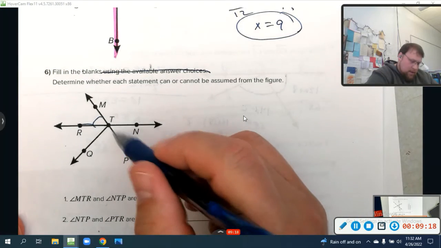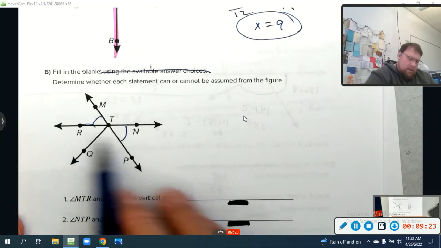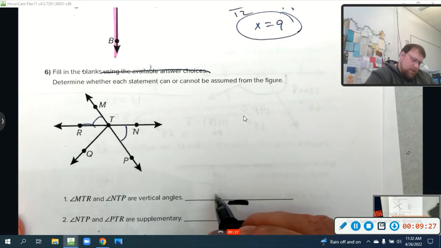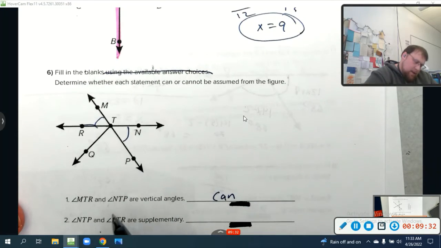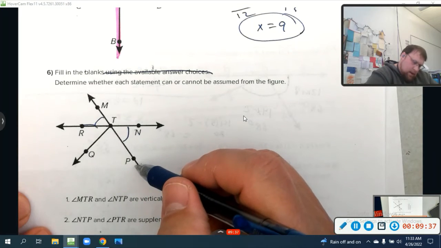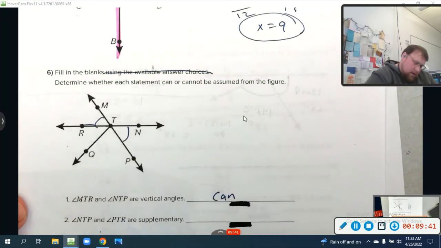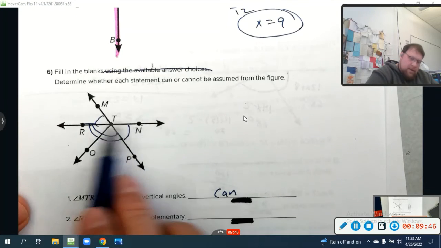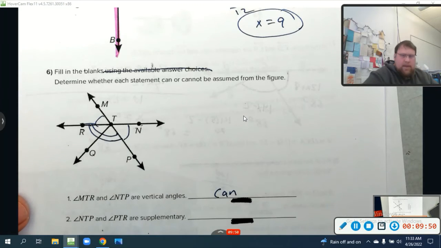I can assume that because it gave me the line NR. It's telling me those are a line. And anytime you have two intersecting lines, the opposite angles are vertical. So yes, I can assume that. Now it's saying NTP and PTR are supplementary. Again, it gives me a line, by definition of arrows on either side, it's telling me RN is a line, adds to 180, and these two angles make up that line, therefore I can assume this.